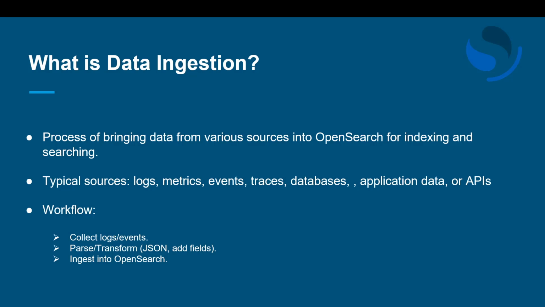Talking about the workflow, how does it work? The workflow is basically three different steps. The first step is collecting logs or events. This is the step of gathering the raw data, and you're collecting data from various sources, as we discussed. The next step is parse and transform.